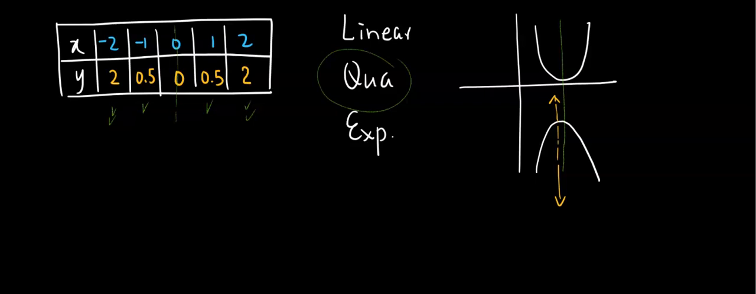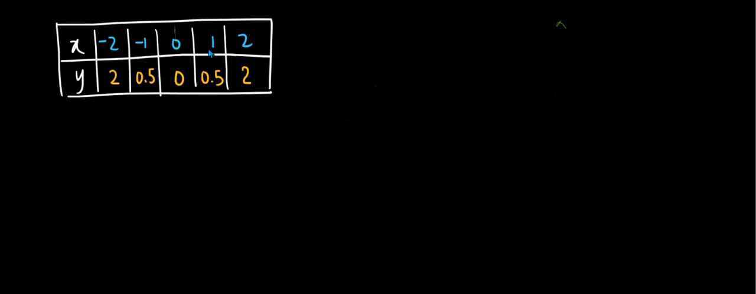I have a yellow one. I have a green one. I have two different types of graphs here. They are quadratic. What if we use the previously learned method to check: does it have the same first difference? Does it have the same ratio? Does it have the same second difference? We're going to check that.